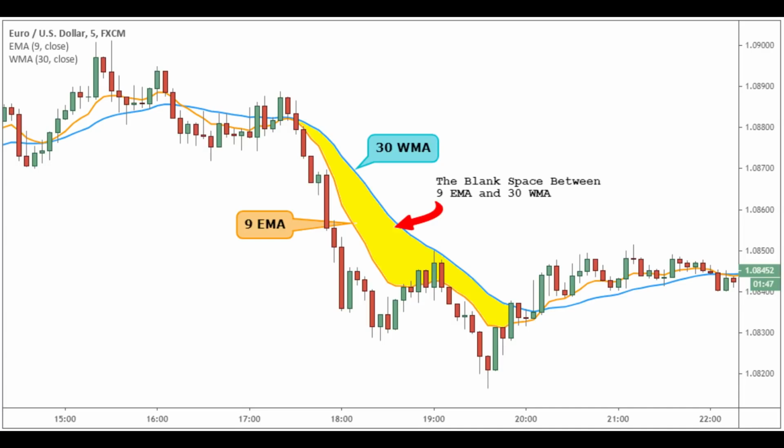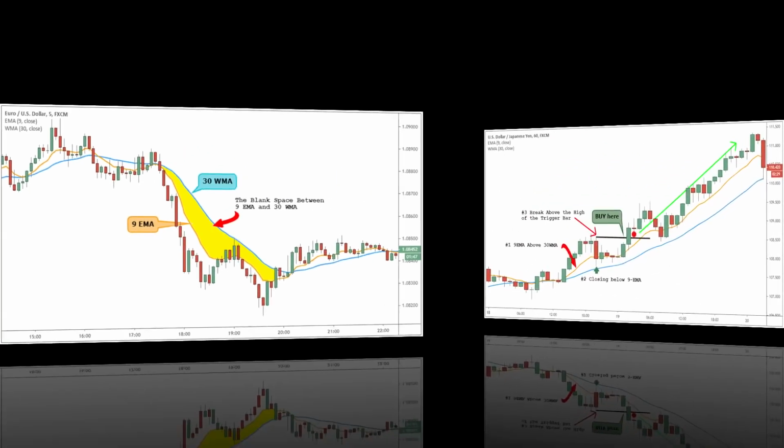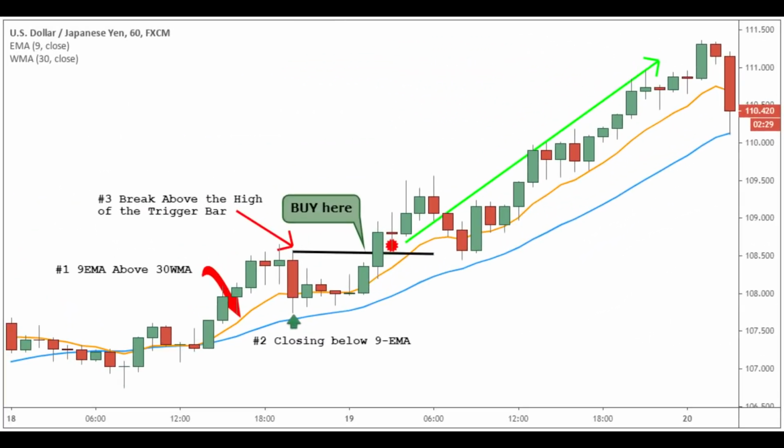The first bar that closes below the 9 EMA will be used as the trigger bar for the buy setup. Place a buy limit order above the high of the trigger bar. Note, the bar that closes below the 9 EMA needs to remain above the 30 WMA for this setup to be valid. If you want to go short, then you need to follow this three-step process.